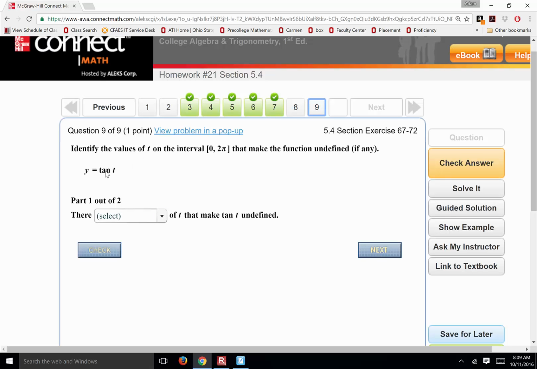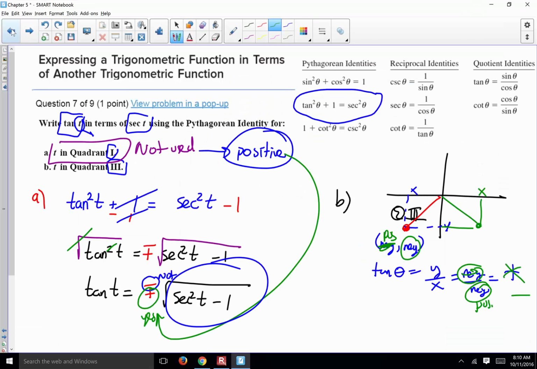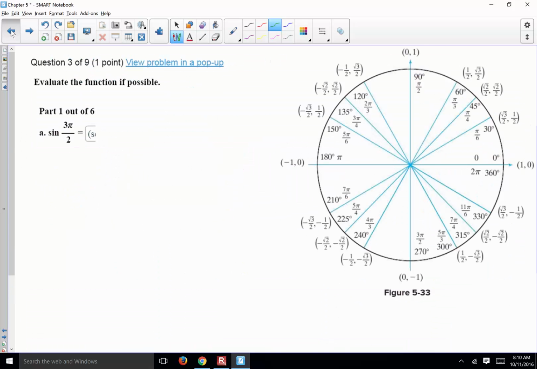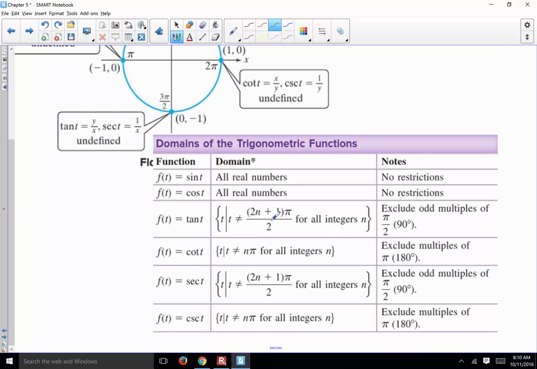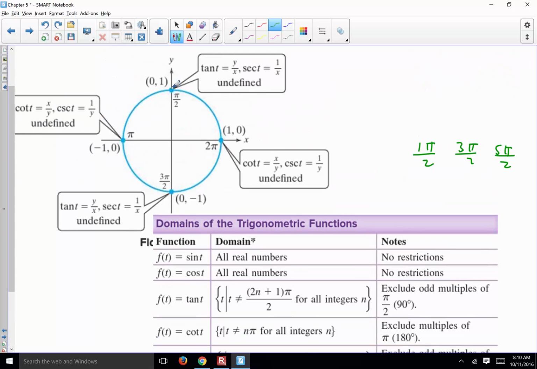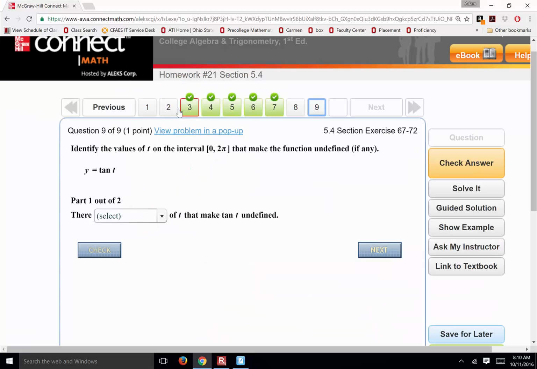Number 9 is also a simple question, I think. You're going to figure out what angles make tangent undefined. And we already figured that out yesterday. Tangent becomes undefined at odd multiples of pi over 2, right? So it's pi over 2, 3 pi over 2, 5 pi over 2. These are bad values for tangent. Anytime your angle stops on the top or bottom, tangent gives us a problem. So you can figure that out.